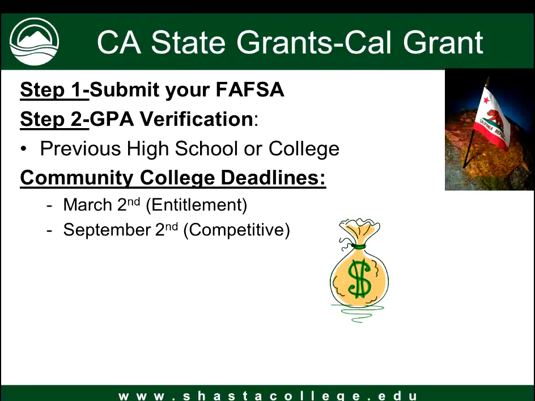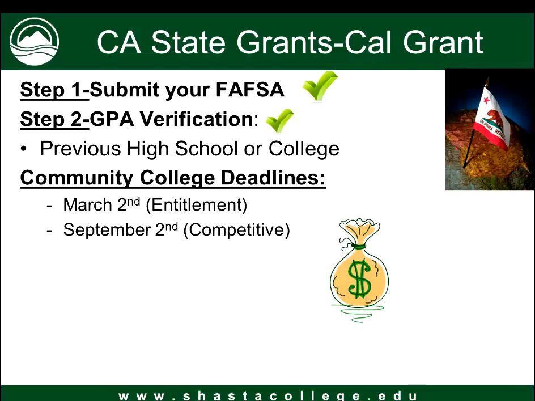The Cal Grant has one additional step besides submitting the FAFSA that you must complete in order to apply for this grant, which is having your GPA verified and sent to Cal Grant from your admissions office. This could be from your previous or current high school or college. Shasta College will automatically send your GPA once you have completed at least 16 units. If you have not completed at least 16 units, you will want to have your high school or previous college verify and send your GPA.